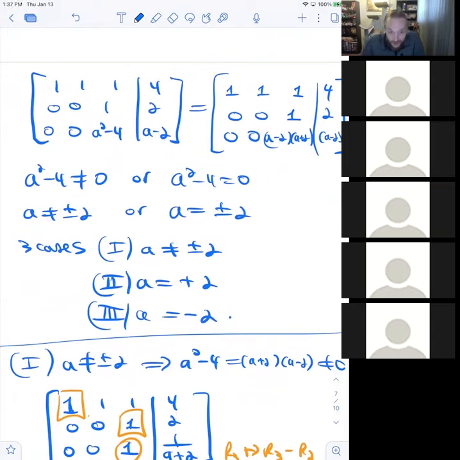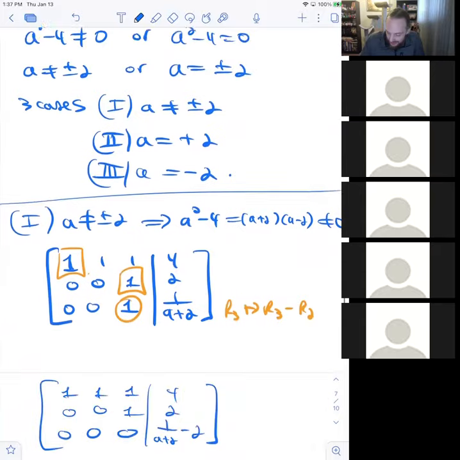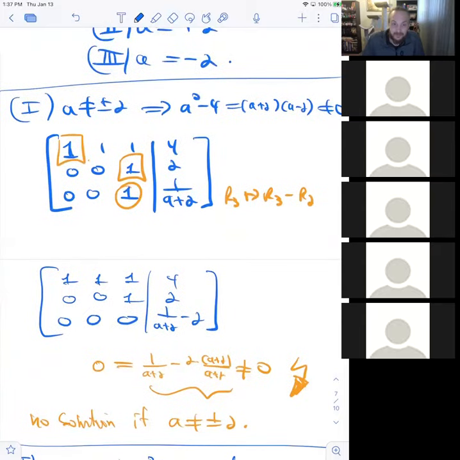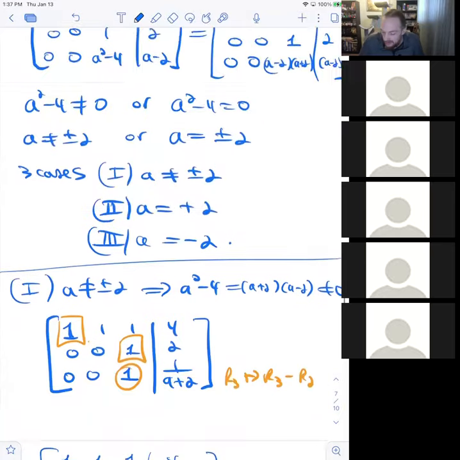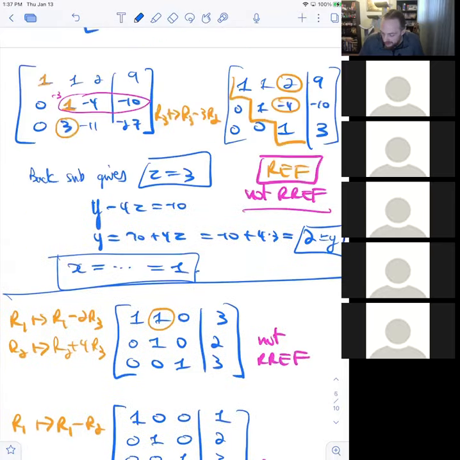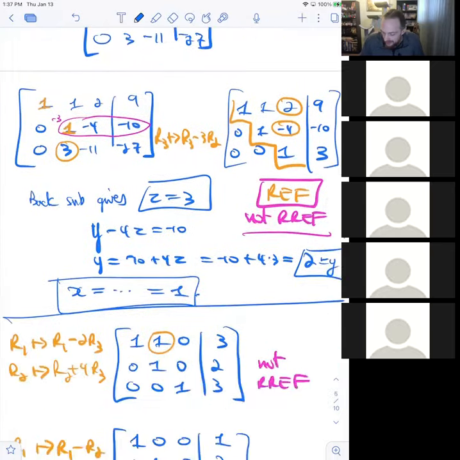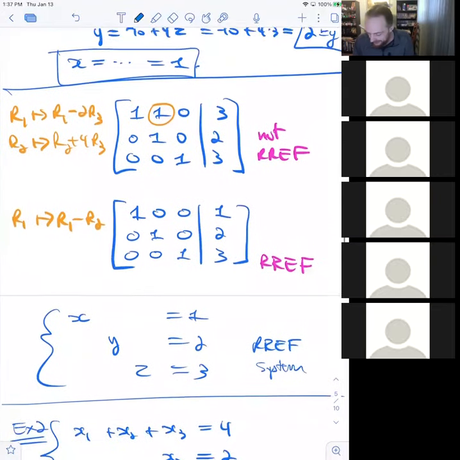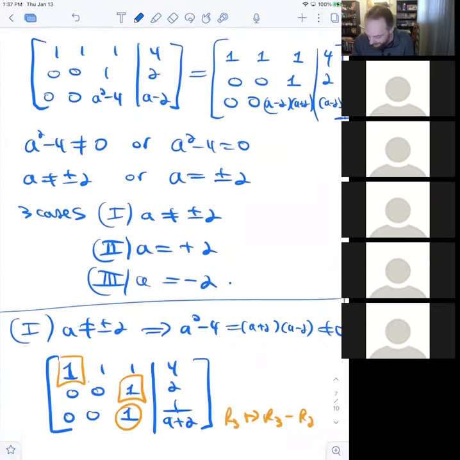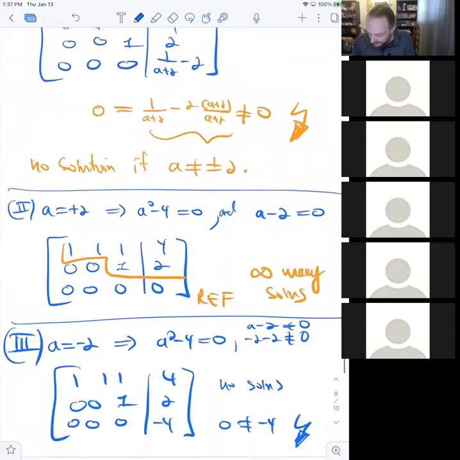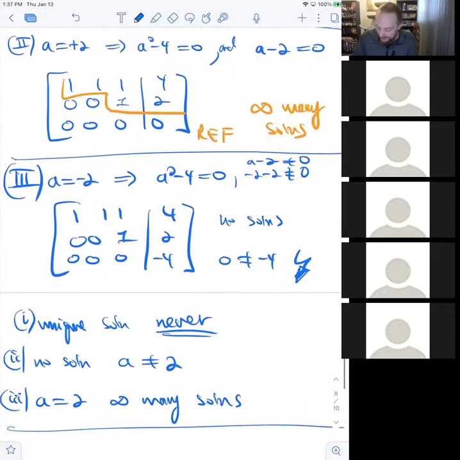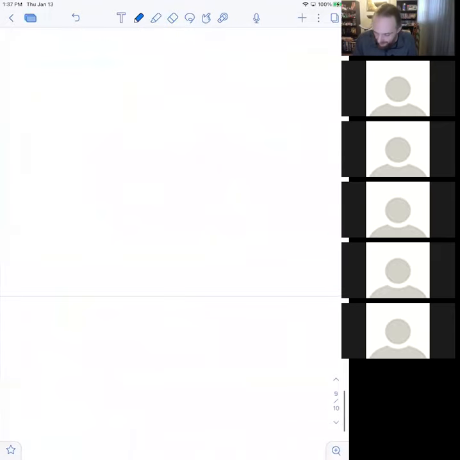And if it's in REF, then I have to be able to recognize whether I have one solution, no solution, or infinitely many solutions based on the first non-zero rows. Choose infinitely many solutions because as soon as I have a row of zeros, where is it? In case 2, I have, so specifically for, let's do it here.